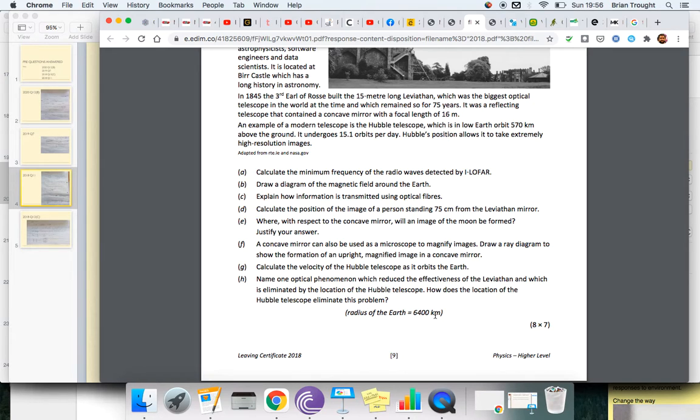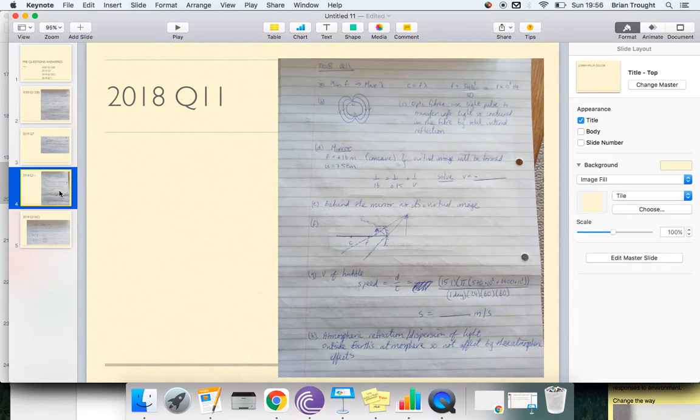If you use pi r squared, you'll get the distance of the path that Hubble takes around the surface of the Earth. So it's the circumference of a circle, pi r squared. The next thing then is we need a time, because we're looking for the velocity being displacement over time. It undergoes that many orbits per day. So if it undergoes that many orbits per day, if you divide that by the time in a day, there we go. So 15.1 divided by that will give you the time, and then multiply by the distance, and job done.